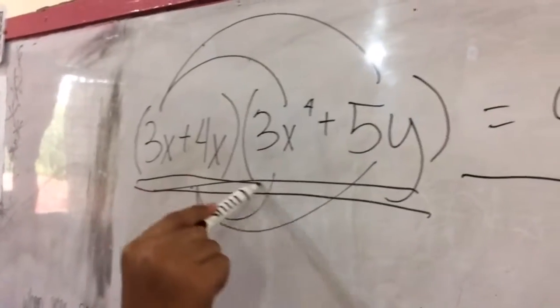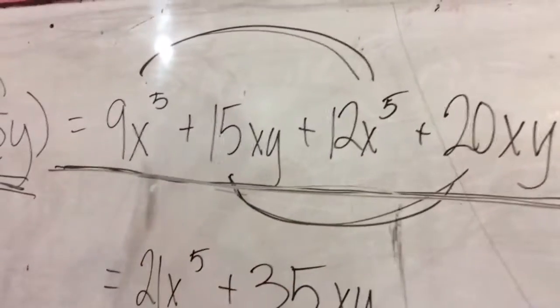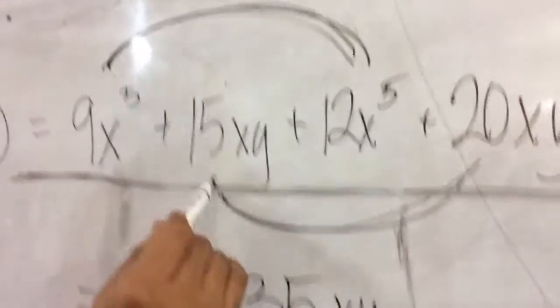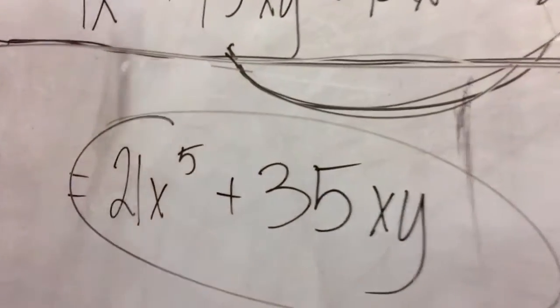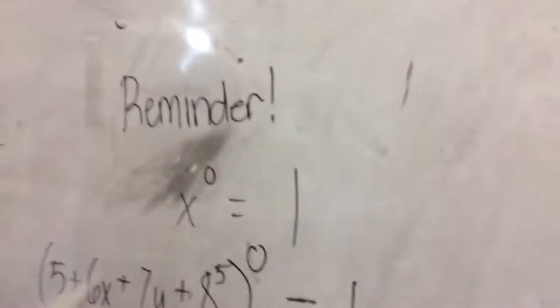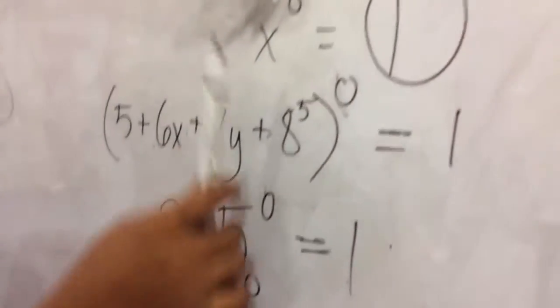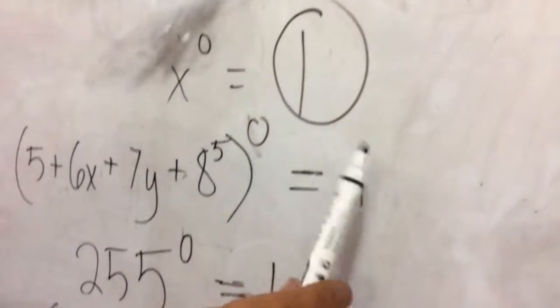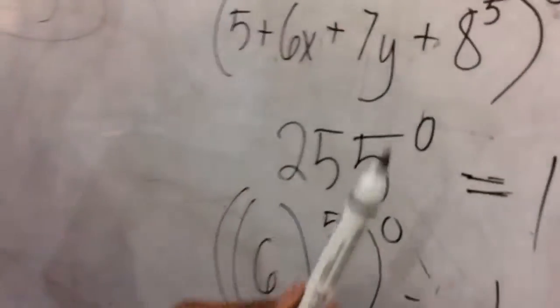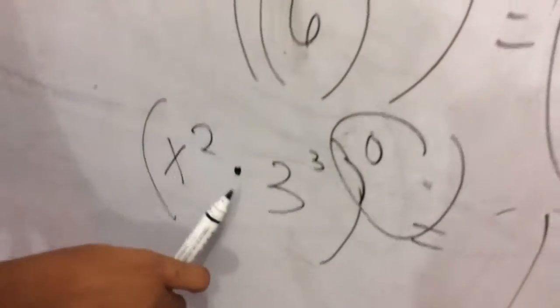And if you compute this, and this will be the answer, then you will find the like terms, then this will be the answer. So, reminder, any number raised to 0 is equal to 1. 5 plus 6x plus 7y plus 8 raised to 0 is equal to 1. And 255 raised to 0 is equal to 1. And 6 raised to 5 raised to 0 is equal to 1. And x squared times x cubed raised to 0 is equal to 1.